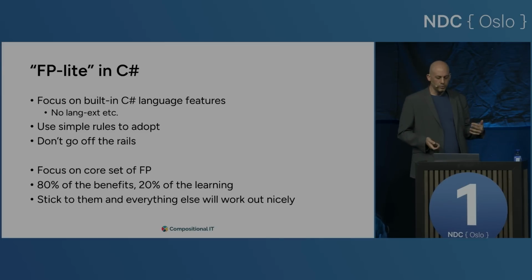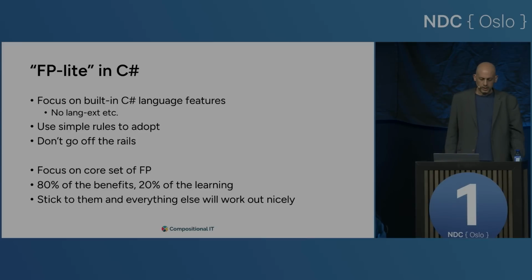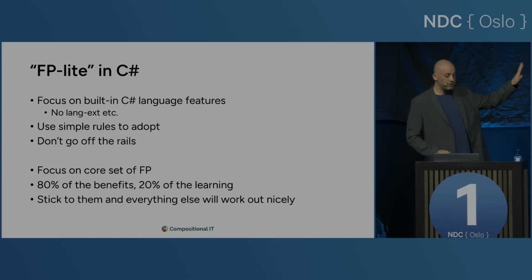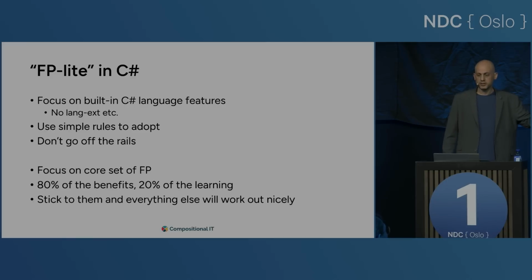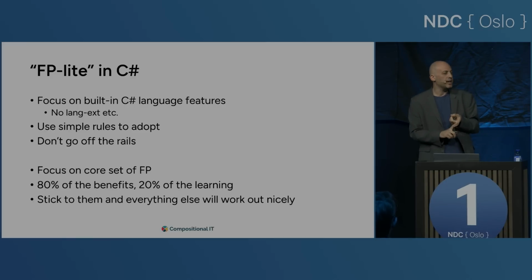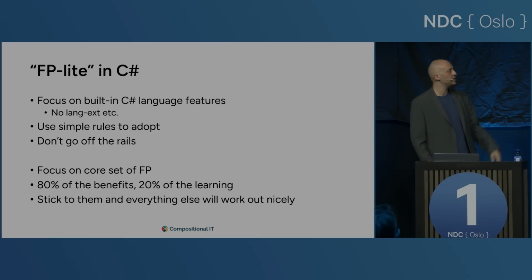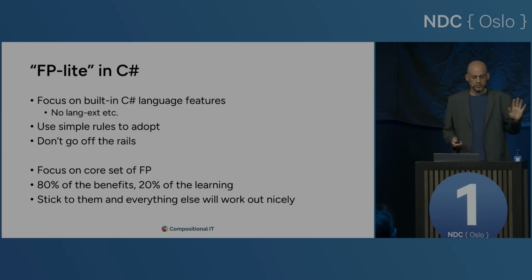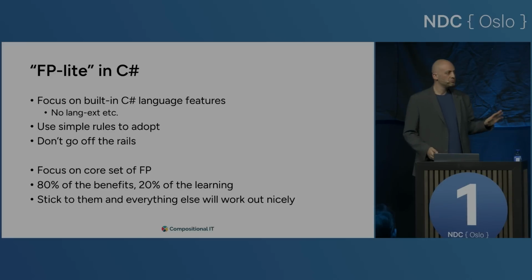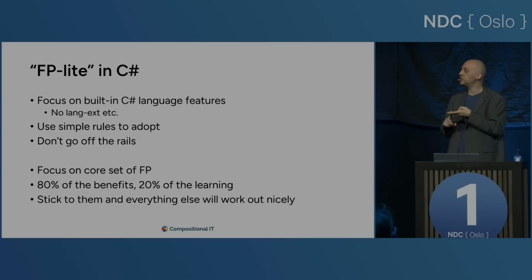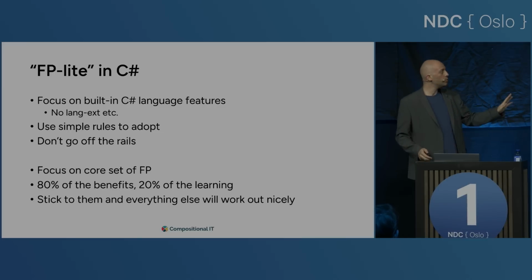And this is really what I want to explore a little bit. I'm focusing on standard C# features. I don't want to use libraries like LanguageExt or OneOf or things like that. Just what is out of the box in C# today? Let's just use simple rules. We're going to focus on this core set of functional programming: just expressions and immutable data. What would that look like?